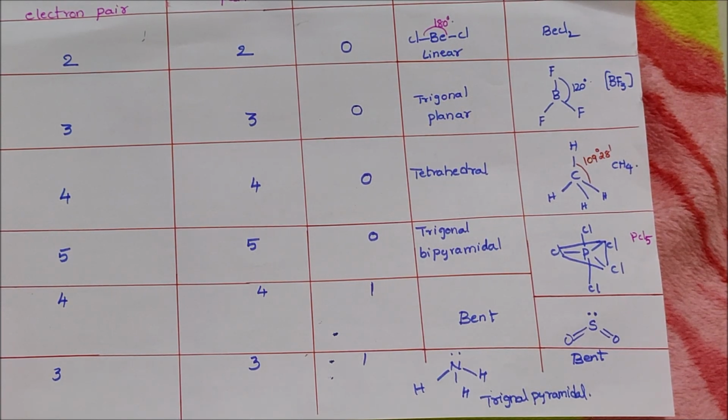These are the examples to explain valence shell electron pair repulsion theory.